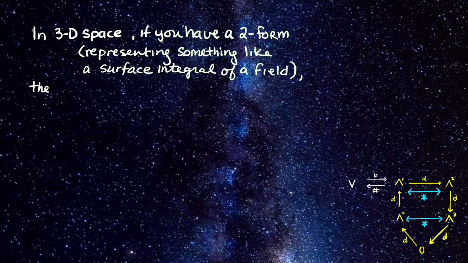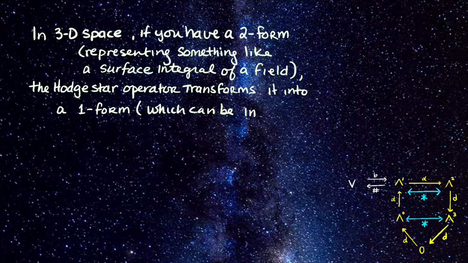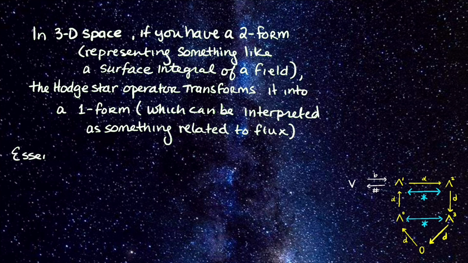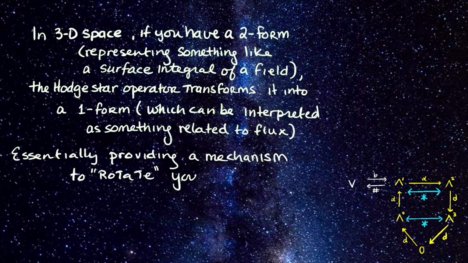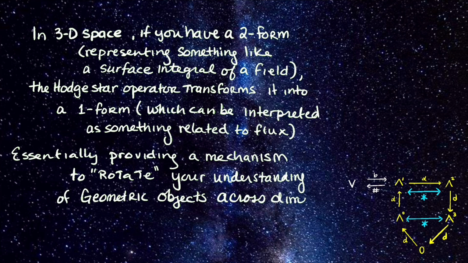So in three-dimensional space, if you have a 2 form representing something like a surface integral of a field, the Hodge star operator transforms it into a 1 form, which can be interpreted as something that's related to flux. Thus, it provides essential mechanisms to rotate your understanding of geometric objects across dimensions.